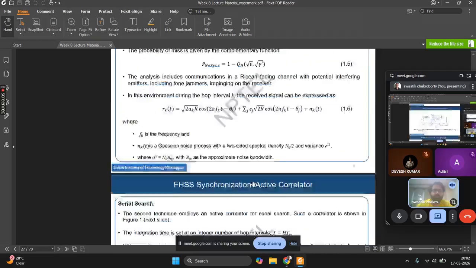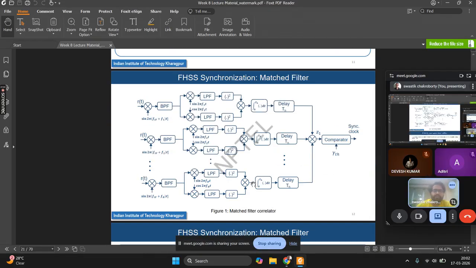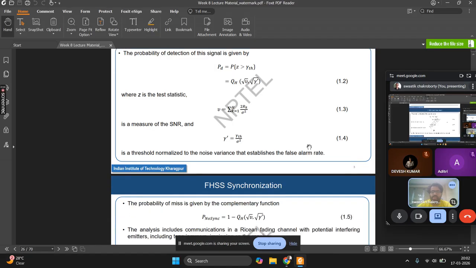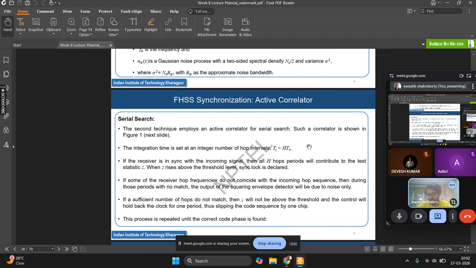The bank of active correlator detectors we have already done. This is basically a bank of active correlator detectors. So this one is what is used in parallel detection. The first one, first FH, is a synchronization mechanism. So that is used, and before that there is a matched filter. So if the matched filter response goes above a particular value, only then is the next level triggered.